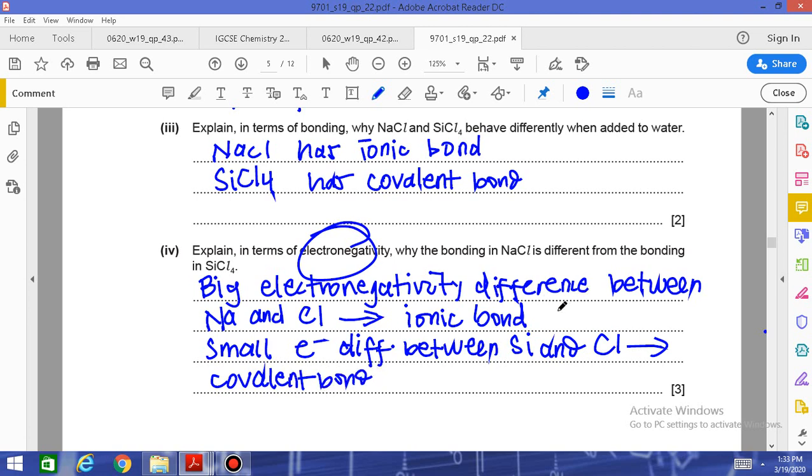And then you have to explain what an ionic bond is. So how is an ionic bond formed, or the formation of an ionic bond? There is electron transfer from Na to Cl, while for a covalent bond there is electron sharing between silicon and chlorine atoms. Okay, next.